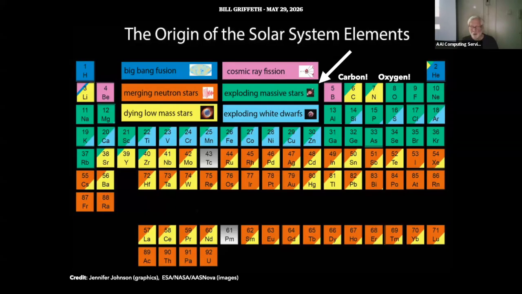sources. Of course, hydrogen and helium come exclusively from the Big Bang. Excuse me, helium actually can be produced by stars through fusing hydrogen. So let me back off on that. Hydrogen certainly from the Big Bang. Also, you have dying low mass stars and exploding white dwarfs, cosmic ray fission as other sources. So you can find this graphic on the web if you care to look at it in more detail.